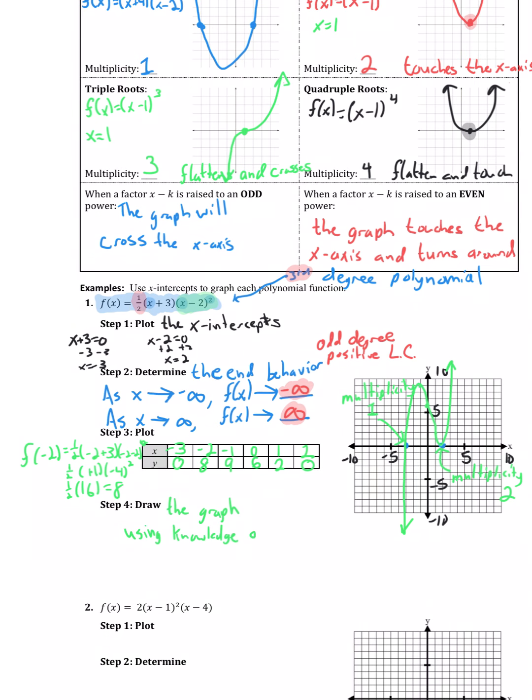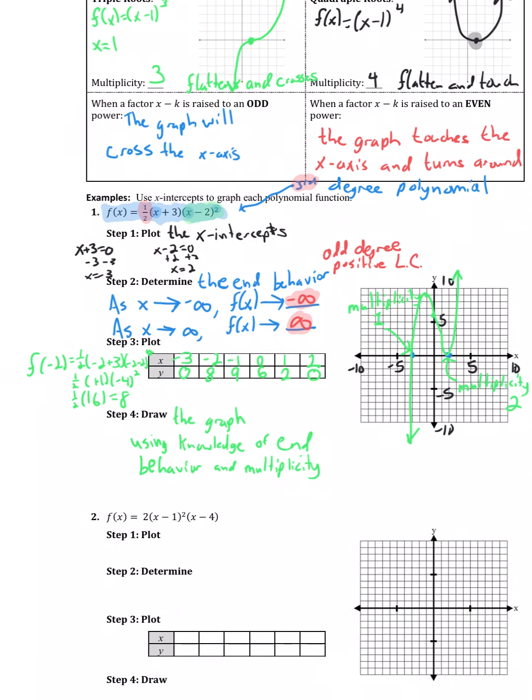Using knowledge of end behavior and multiplicity. And then we've literally just used our table to find values in the middle so we have an idea of what kind of shape it looks like in the middle.